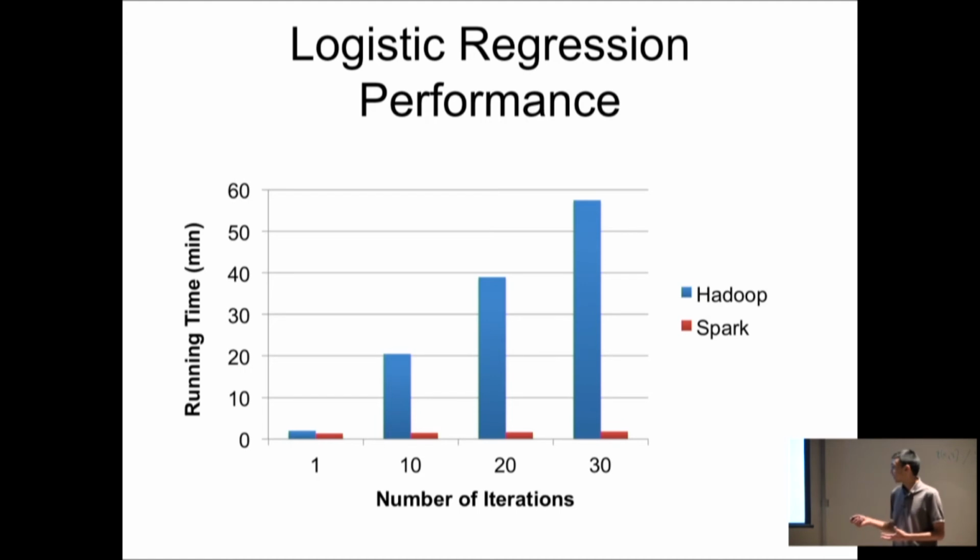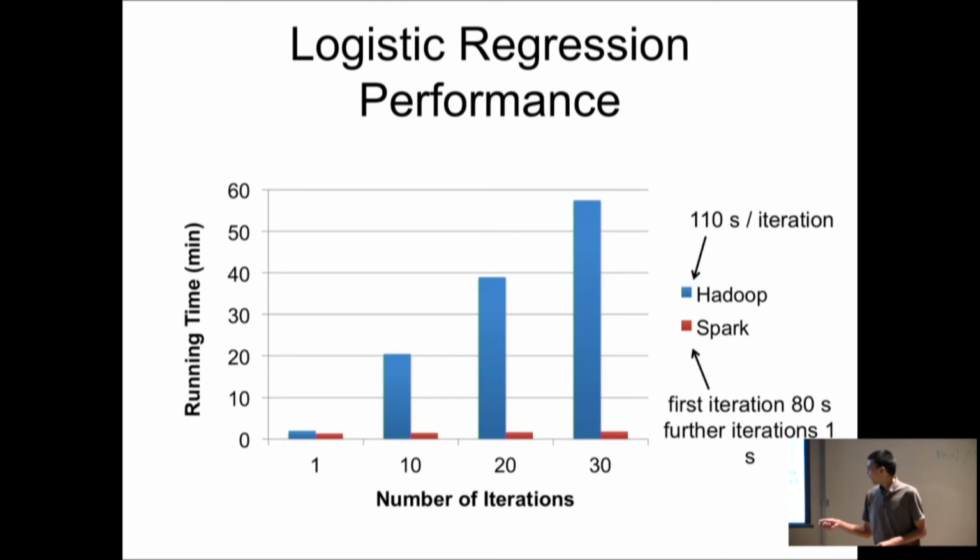This kind of iterative algorithm, like I said before, performs really well when compared to systems like Hadoop. And just another performance graph from the research paper: the Hadoop task takes around 110 seconds to run one iteration of logistic regression. On the x-axis, we are varying the number of iterations that we have. And as you can see, Spark in its first iteration takes around 80 seconds. But since we cache the data in memory from that point, all other iterations take 1 second.